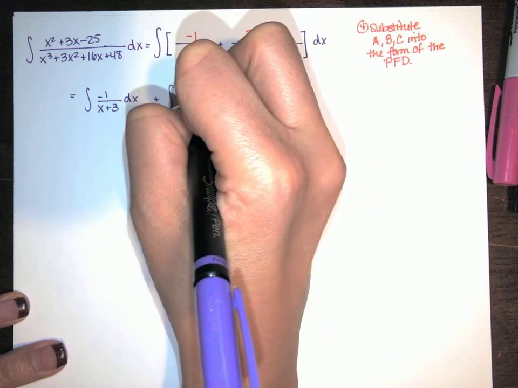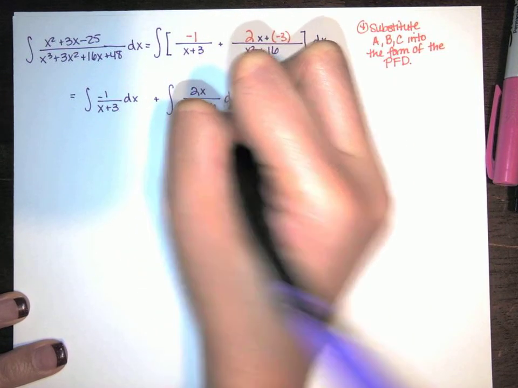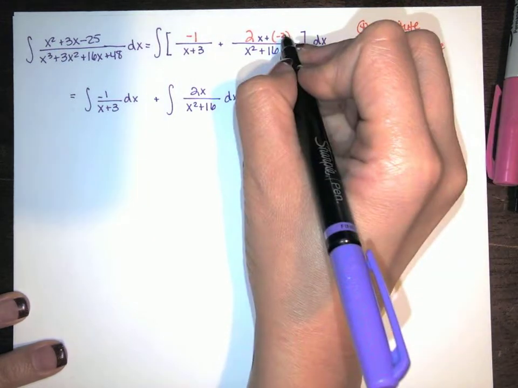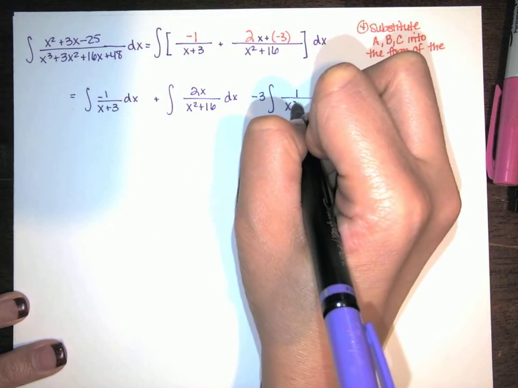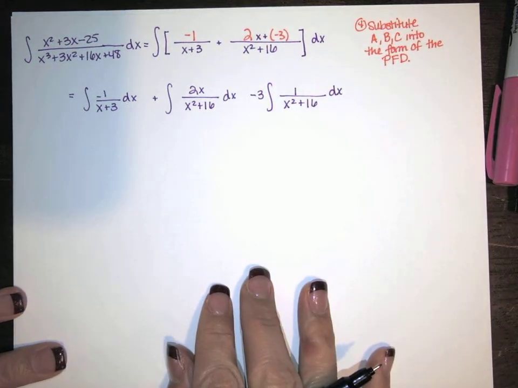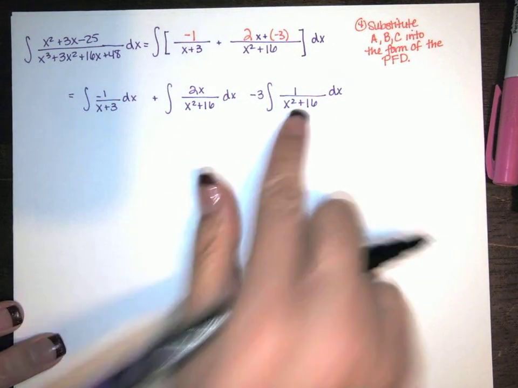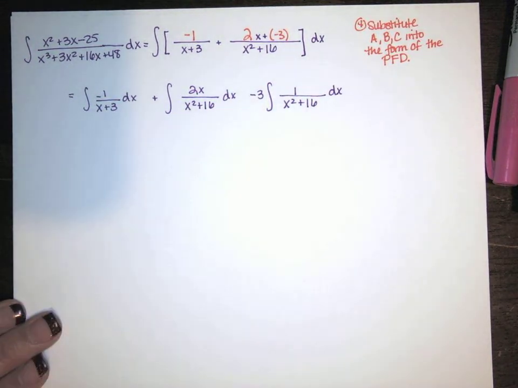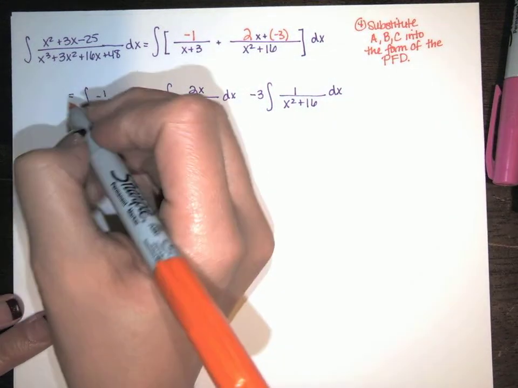I'm splitting this into 2 integrals. That's a 2x over x squared plus 16. That requires a u sub as well. And then I've got a -3 over that. I think I'm going to take my -3 out so it looks more like my rule. And we're there. All right. So I want to take the antiderivative of this and this and this, add them together, and I'm good to go. That's my answer.